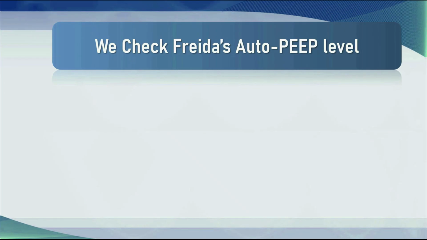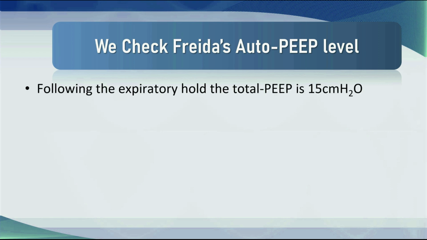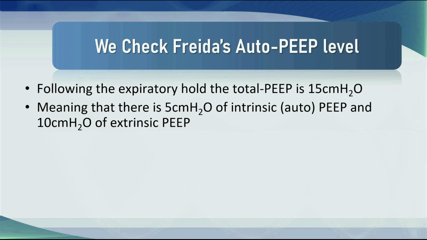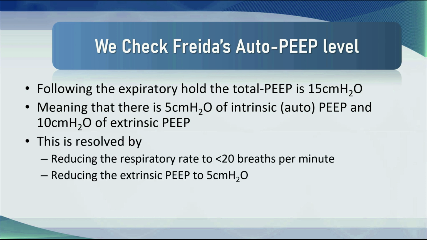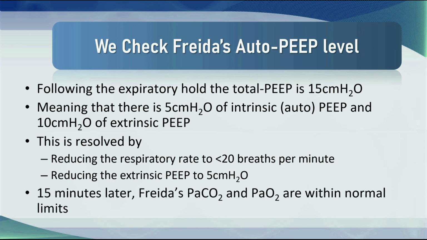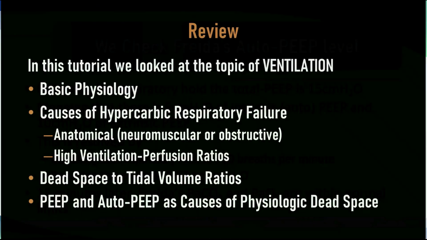We check Freida's auto-PEEP level, and following an expiratory hold, the total PEEP is 15 centimeters of water, meaning that there is 5 centimeters of water of auto-PEEP and 10 centimeters of water of intrinsic PEEP. And this is resolved by reducing the respiratory rate to 20 breaths per minute and reducing the extrinsic PEEP back to 5 centimeters of water, because this patient never needed that PEEP. She was on 28% oxygen. She just became hypoxemic because she was hypercarbic. 15 minutes later, Freida's PCO2 and PO2 level were within normal limits.